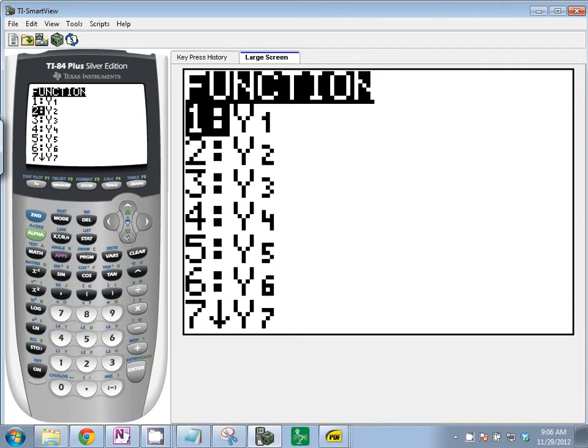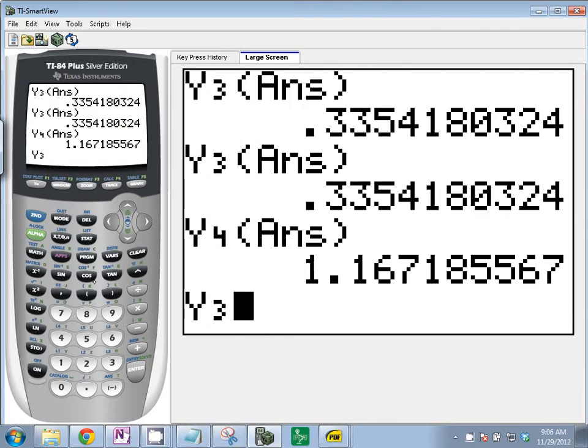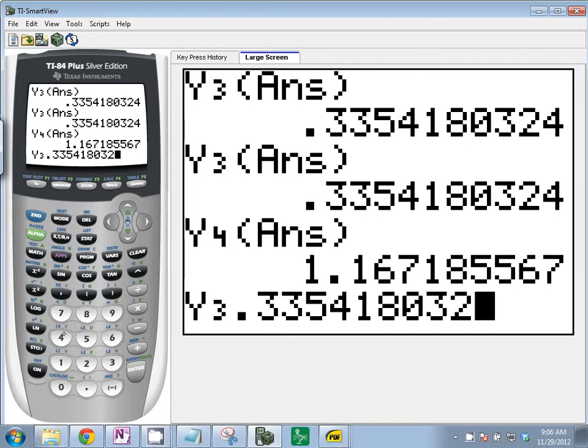y3. And what are we plugging in for that? Second answer, but not second answer, right? We need 0.33541. Is it really important that I type these correctly? Yeah. Oh, and then there should be a parenthesis there, right? Let's go back to the beginning.